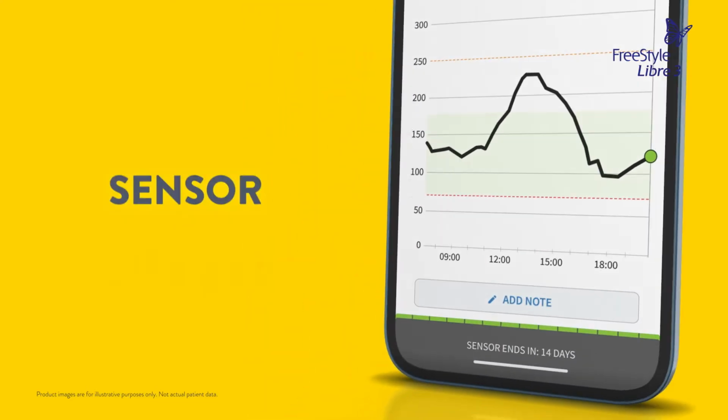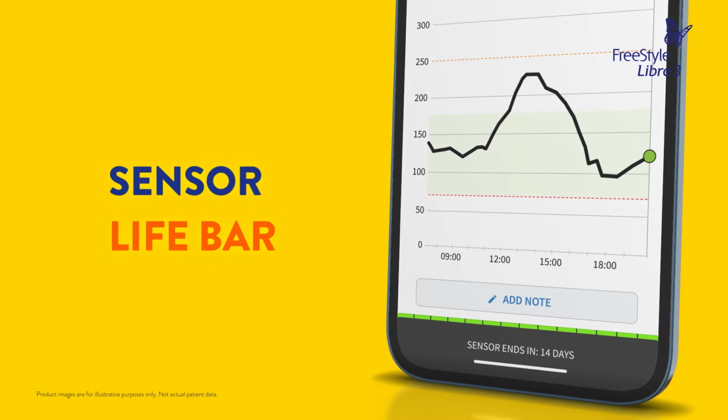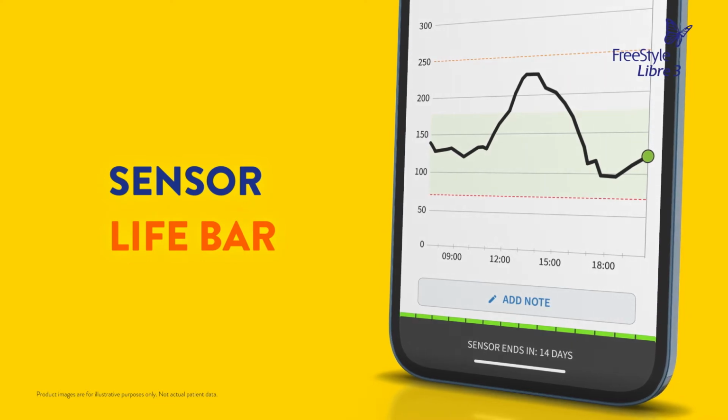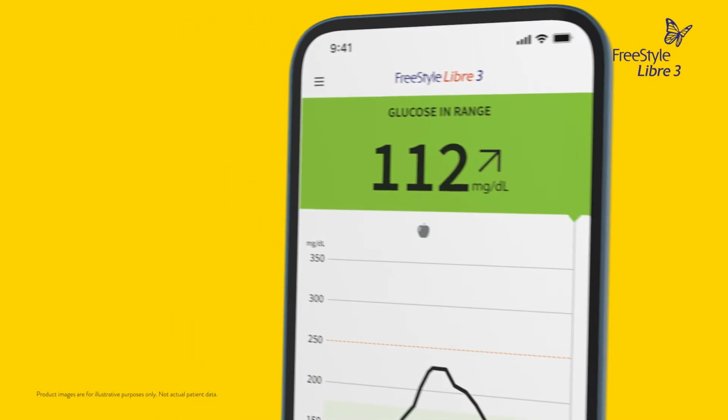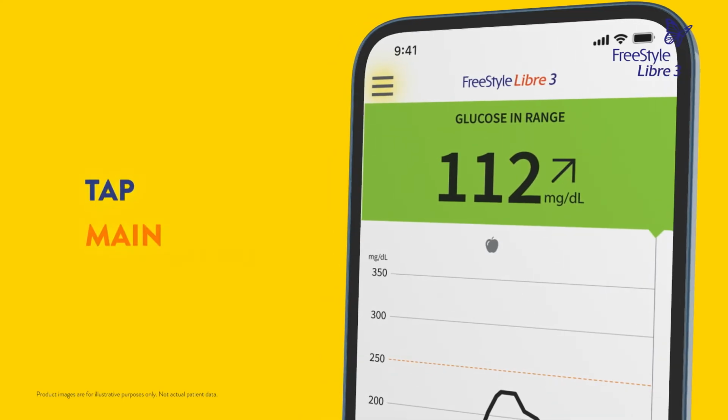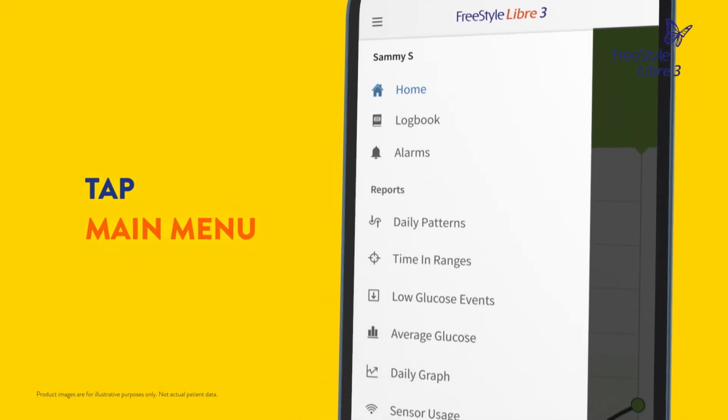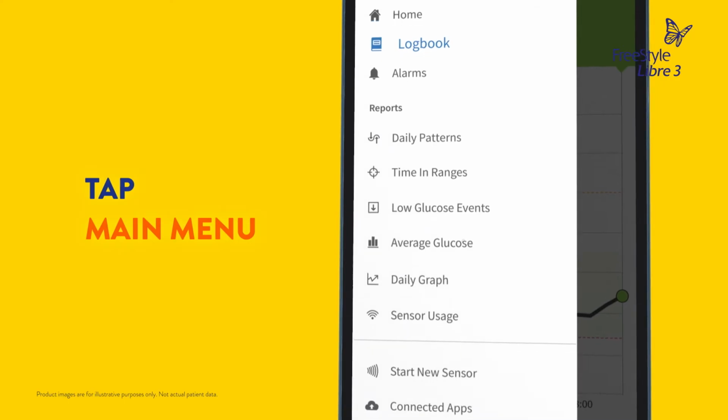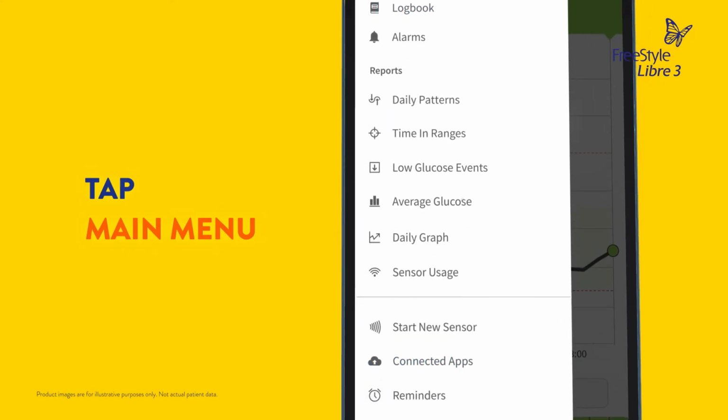At the bottom is the sensor life bar. It shows the number of days remaining on your sensor. In the top left corner is the main menu. Tapping here gives you access to features like alarms, your logbook, connected apps, and much more.